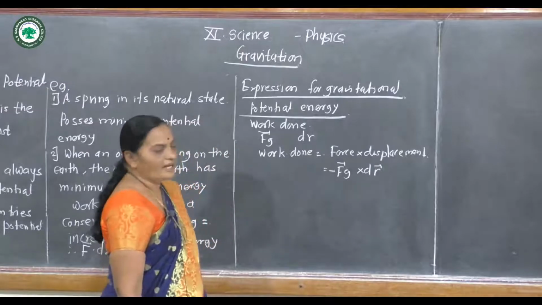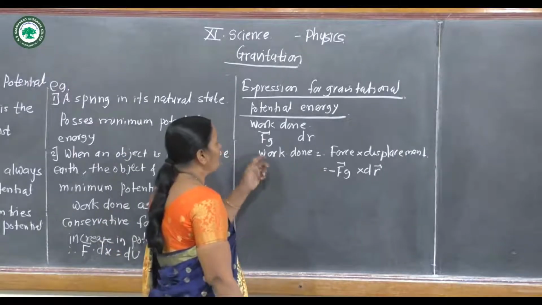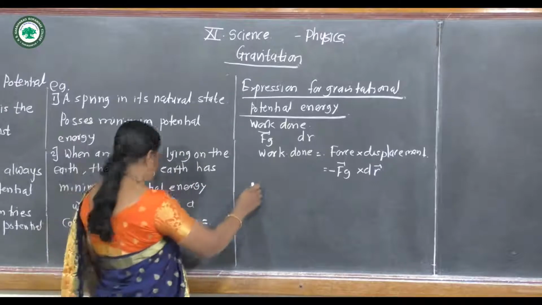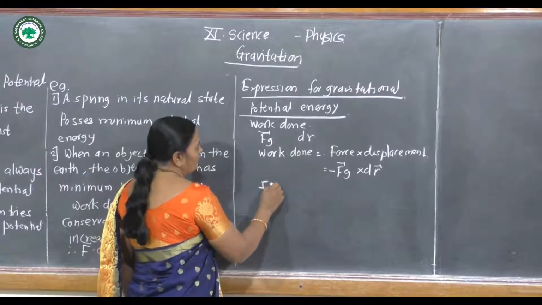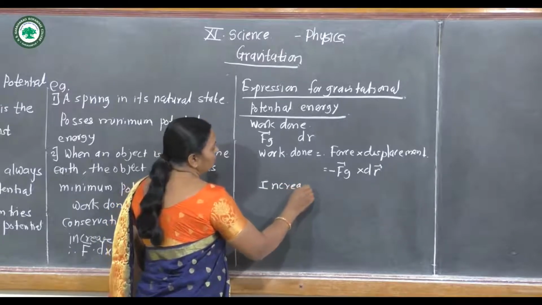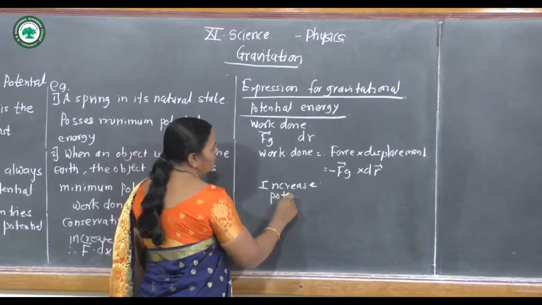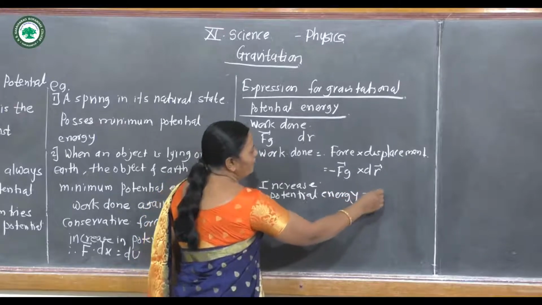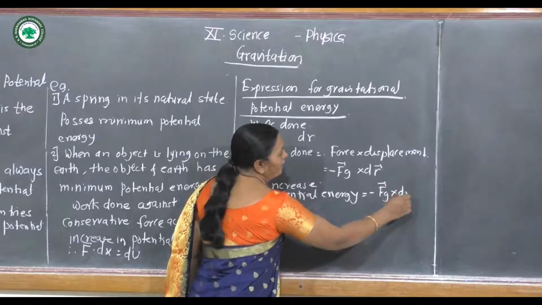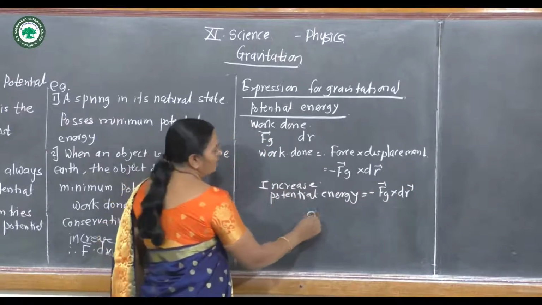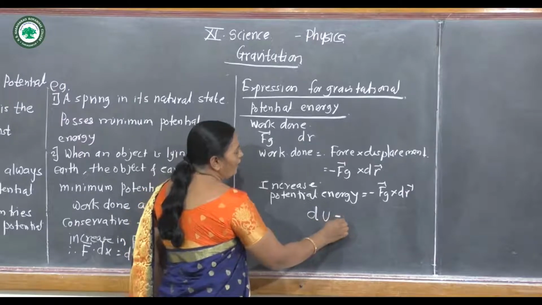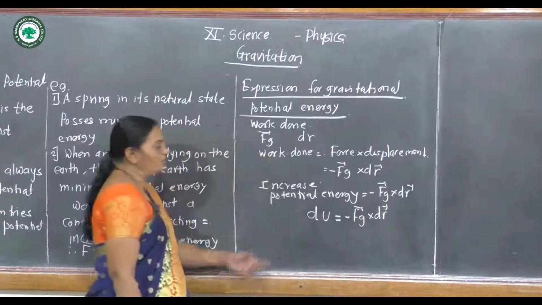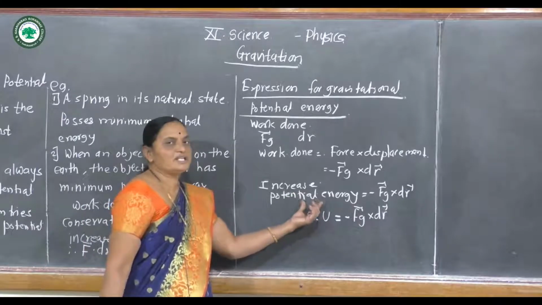Now here the force is negative. This negative sign indicates that this force is opposite to, or against, the potential energy, and from this equation we can say that the increase in potential energy is equal to minus Fg multiplied by dr. The change in potential energy is given by dU, which is equal to minus Fg multiplied by dr. This is the small change in potential energy.